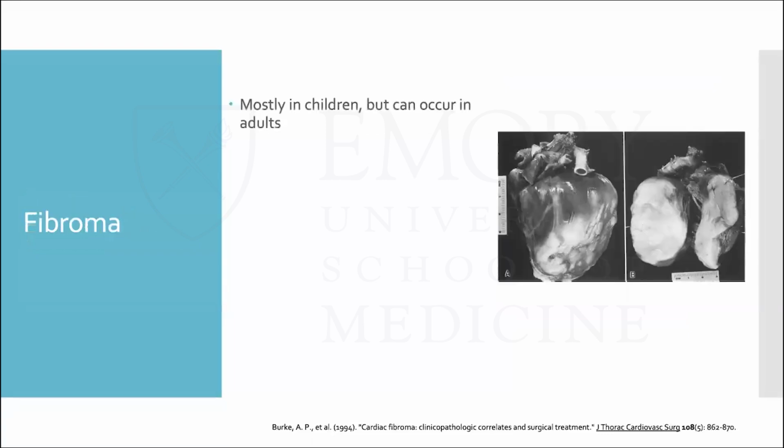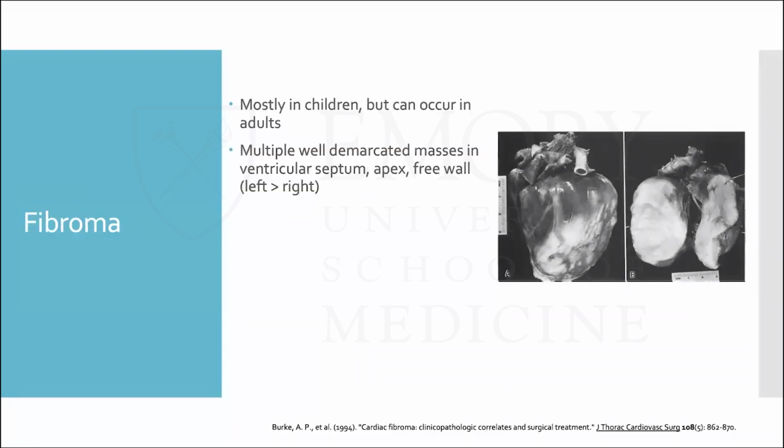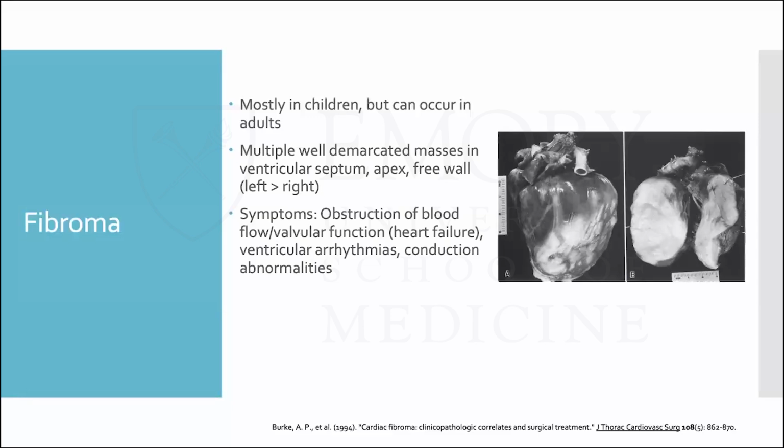Fibromas occur mostly in children, but they can also occur in adults. These are tumors of fibrous connective tissue. And like I mentioned earlier, they have a predilection for the ventricular walls. So they're well-demarcated masses in the ventricular septum, apex, and free wall, and they occur more on the left than the right. As a result, you actually see a lot of cardiac arrhythmias because of these tumors. You could also see a lot of conduction abnormalities. And these tumors also have a tendency to grow from the wall into the cavity, so they can cause obstruction of blood flow and heart failure symptoms.